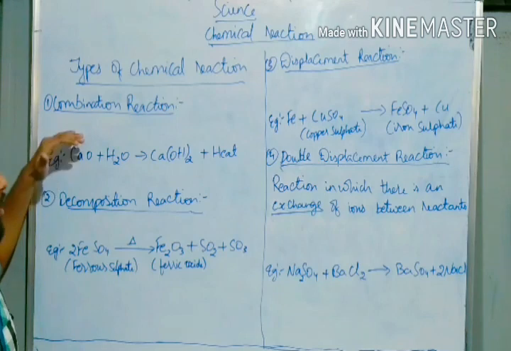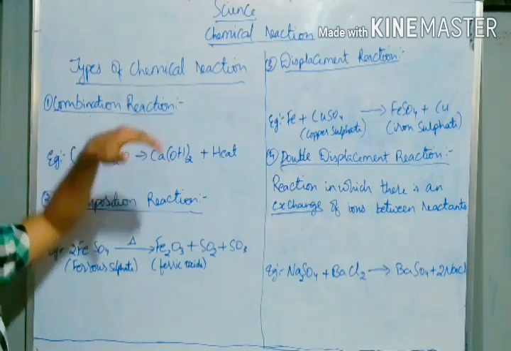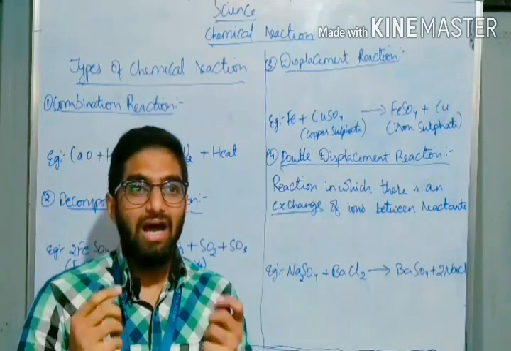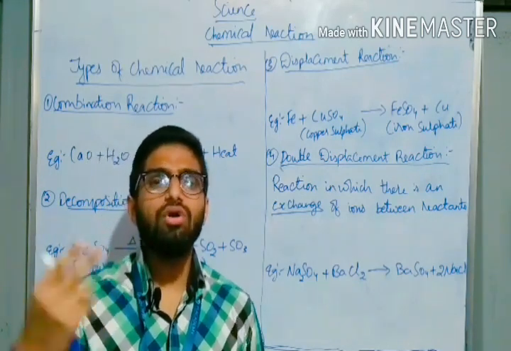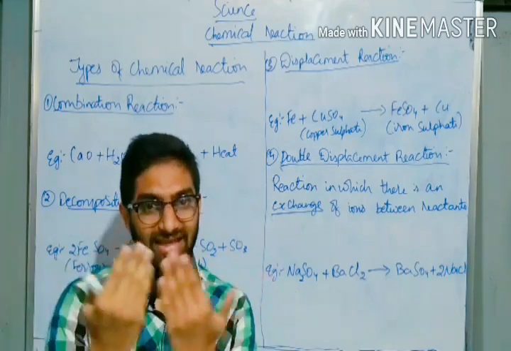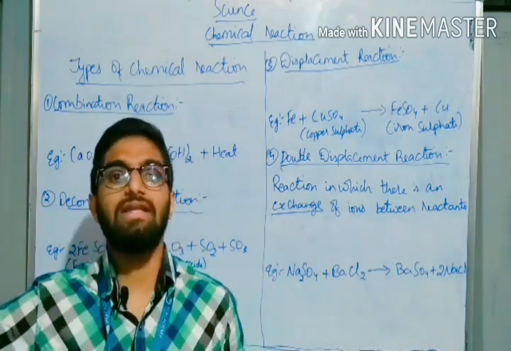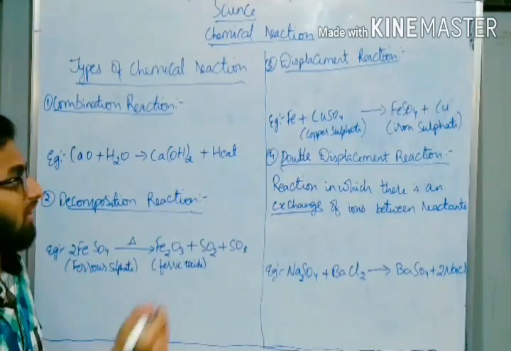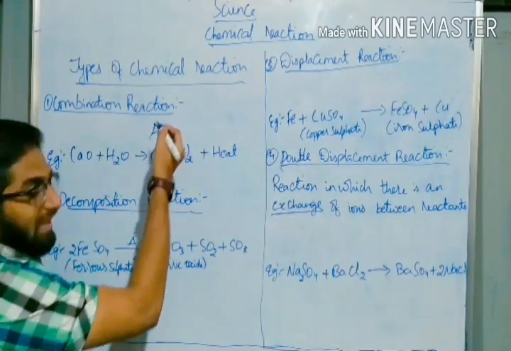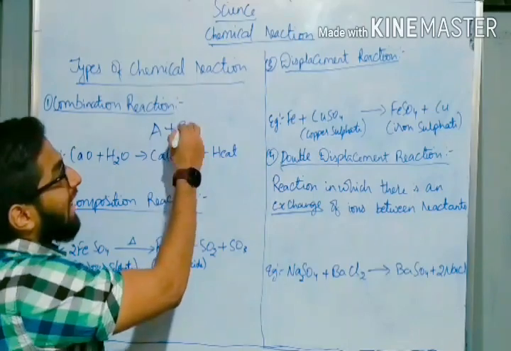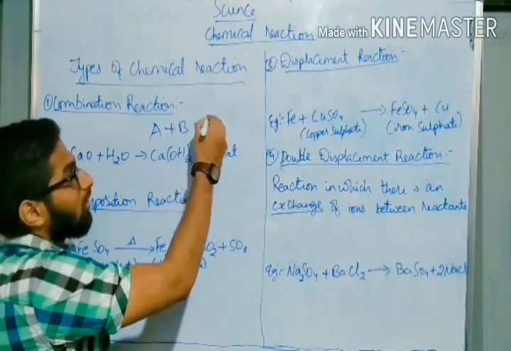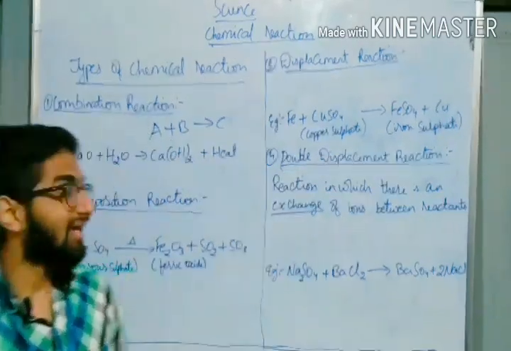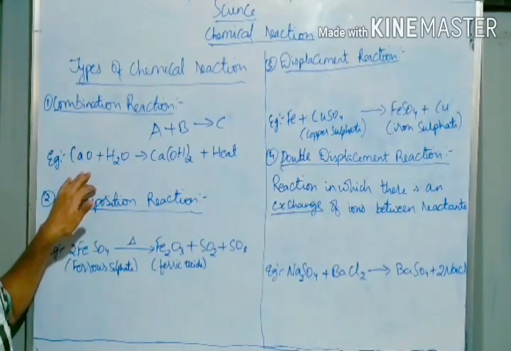In specifically, what is combination reaction? The word itself, combination reaction, means a reaction where two or more substances get combined and give you a final single product. Remember the word single. For example, if I take a element A and reacts with element B, will get a product C. C can be anything. Let me take a specific example.